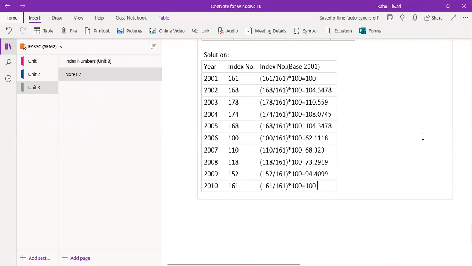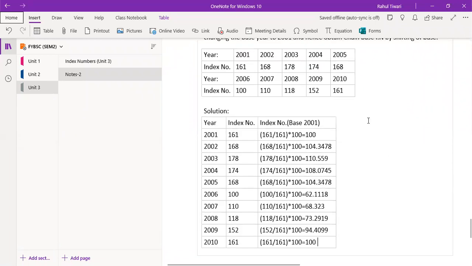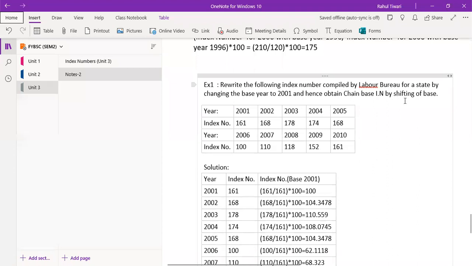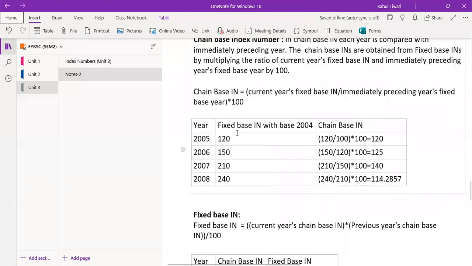And further what they said, obtain chain base index. So can you obtain the chain base index number now? Yeah, fixed base, right? You remember how to find fixed base and chain base? You just now saw the formula, right? Yes, sir. How do we find fixed base to chain base?